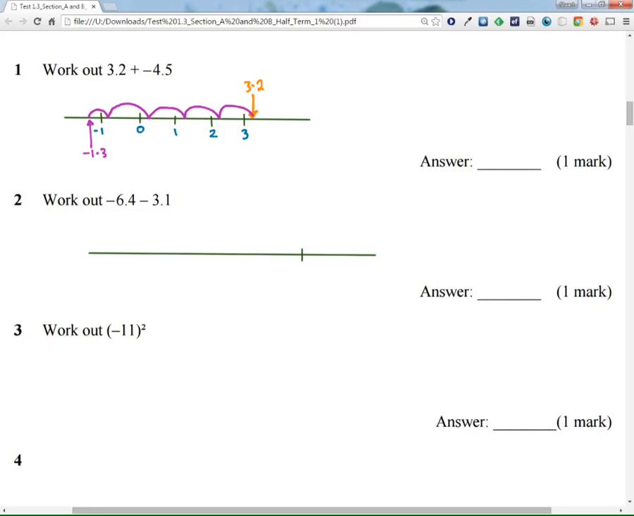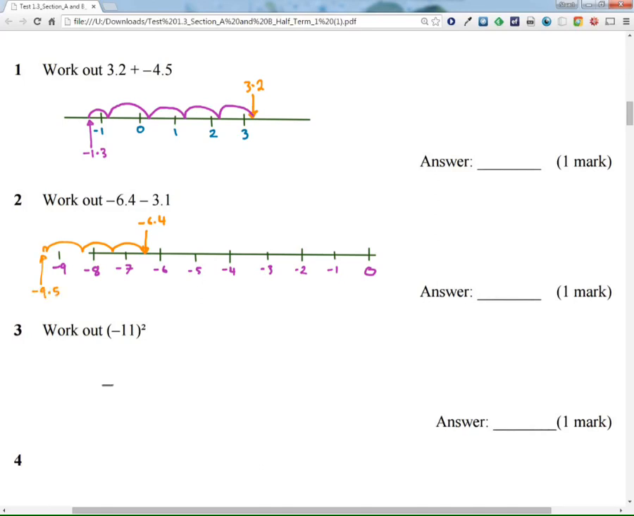Next question. So this question says we're at negative 6.4 and we take away 3.1. Okay, so if we're at negative 6.4, we're somewhere here. And if we take away 3.1, we move to the left. So moving 1, 2, 3 takes us to like negative 9.4, subtract another 0.1, and we end up here at negative 9.5.